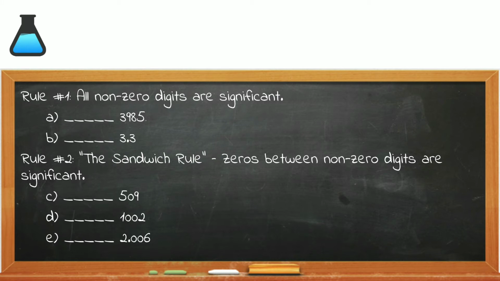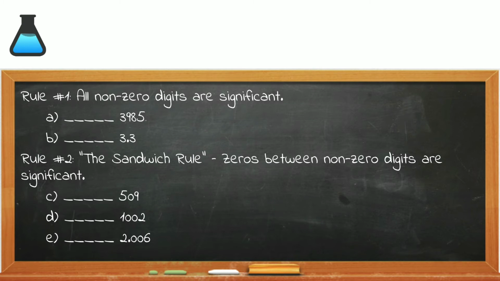Rule number 2 is also quite easy. It's called the sandwich rule. So when a zero is in between 2 non-zero digits, it will always also be significant. So the number 509 has 3 digits with the 0 in between. So this has 3 significant digits, versus 1002 has 4, as does 2.006. That is 4 significant digits.